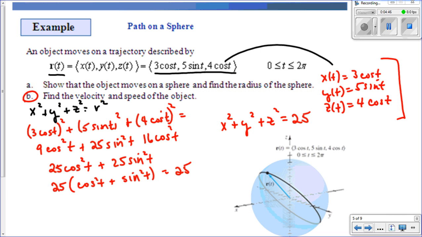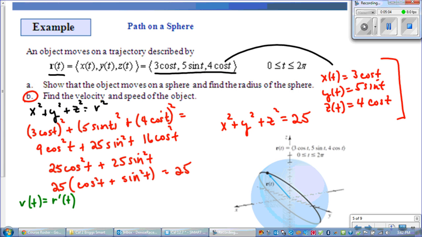Now I want to find the velocity and the speed of the object. Well, we know velocity is just the derivative of the position function, which will be -3 sine of t, 5 cosine of t, and -4 sine of t. So that gives us our velocity vector-valued function.